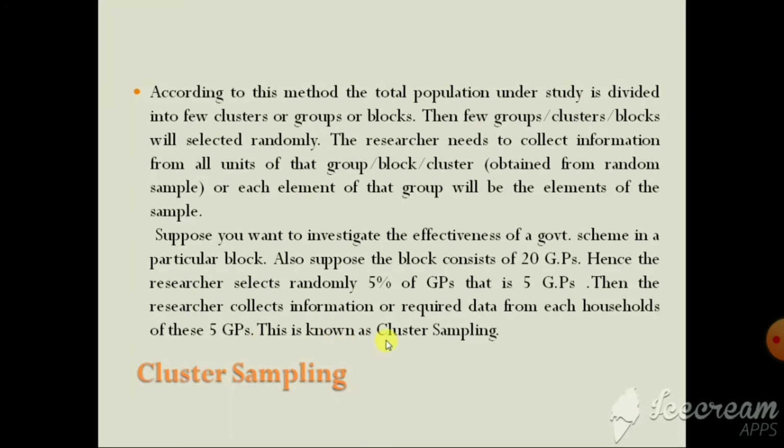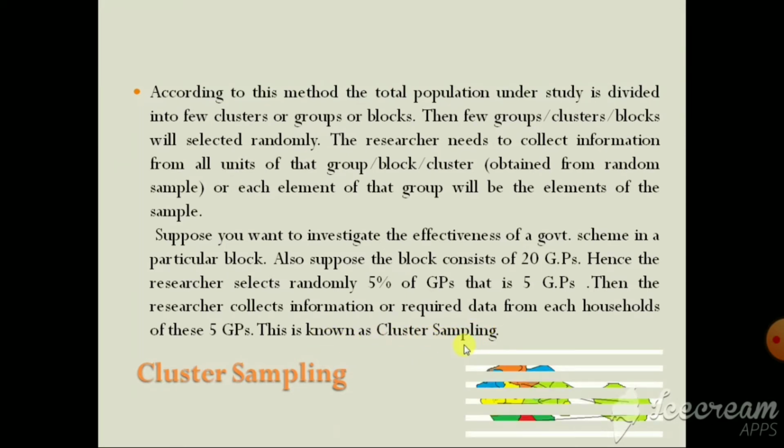So after randomly selecting the number of gram panchayats, it may be any number, it may be 5 or 2 or even sometimes 1, but the researcher needs to collect information from each and every household of that GP or of those GPs. So this is known as cluster sampling.